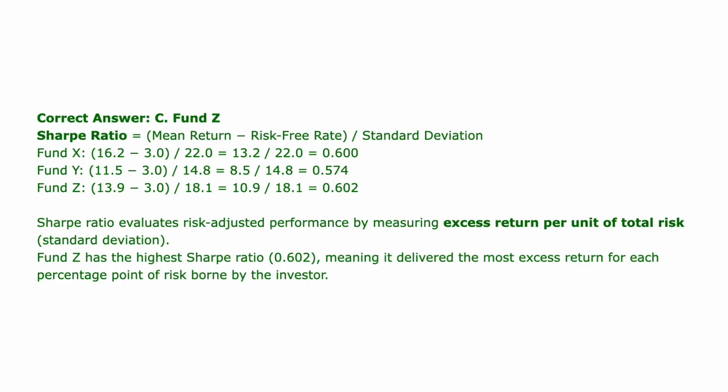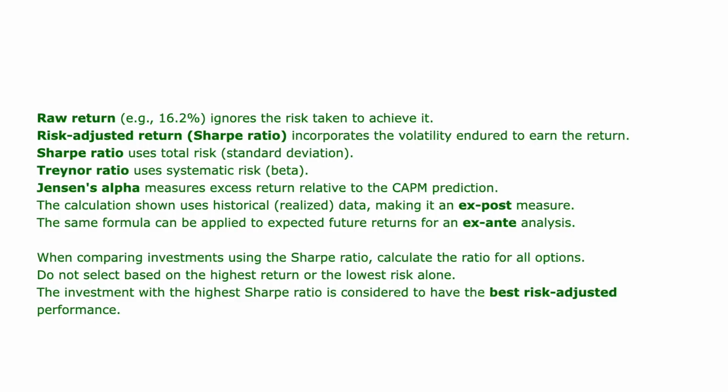Sharpe ratio equals mean return minus RF divided by standard deviation. Fund Z has the highest Sharpe ratio, 0.602, meaning best risk-adjusted performance. Raw returns alone ignore risk. The Sharpe ratio measures excess return per unit of total risk, standard deviation. Do not select based on highest return, X at 16.2%, or lowest risk, Y at 14.8%, alone.